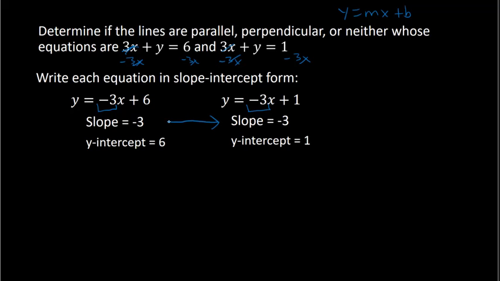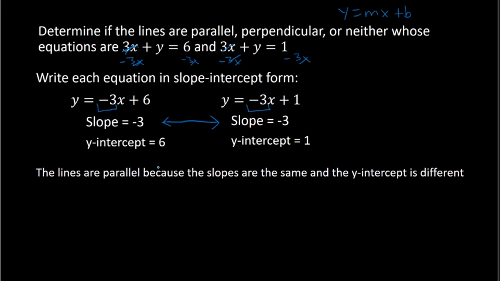If the slopes are the same, which they are, then the lines are parallel. So the lines are parallel because the slopes are the same, and the y-intercept is different. That means we have two different lines. We don't want two lines with the same slope that are on top of each other like this, because that's the same line. So we have two different lines, as we can see, but the slopes are the same.